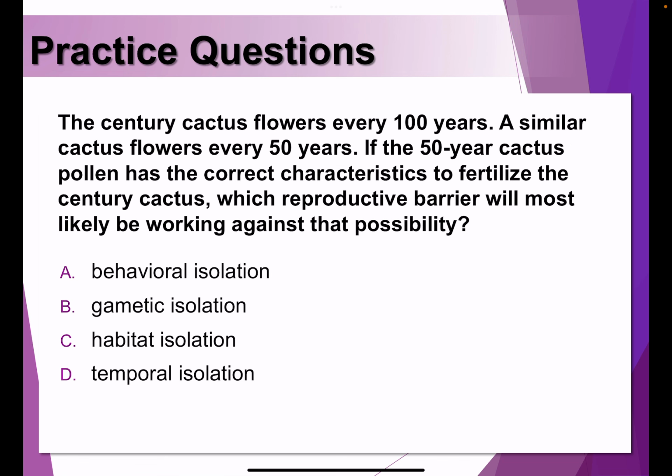All right. The century cactus flowers every 100 years. A similar cactus flowers every 50 years. If the 50-year cactus pollen has the correct characteristics to fertilize the century cactus, which reproductive barrier will most likely be working against the possibility? Temporal isolation. Well, because they produce flowers on different schedules, different timing of these years.